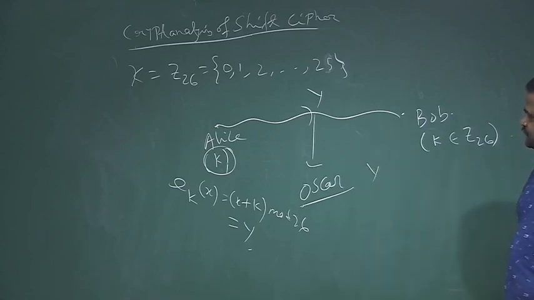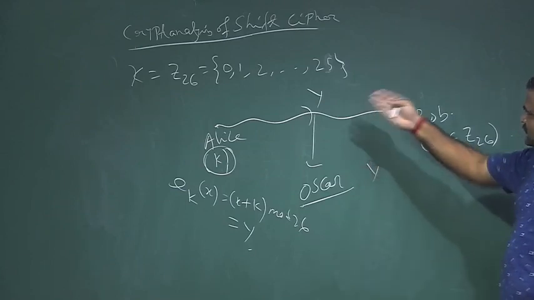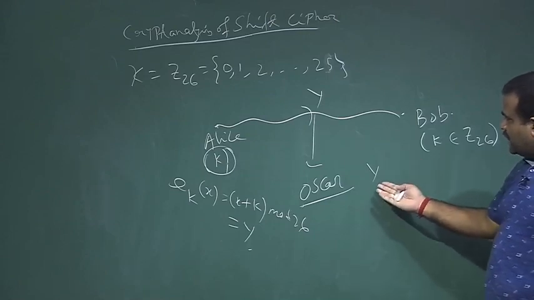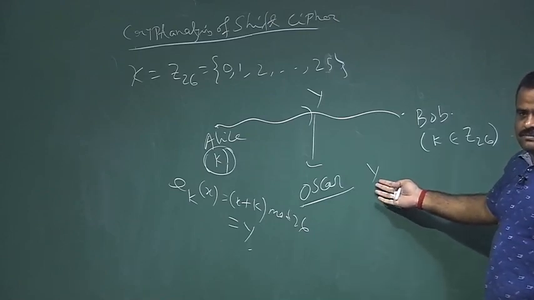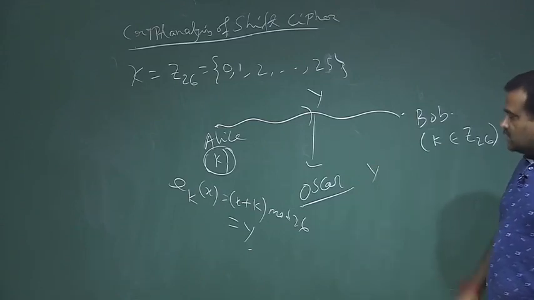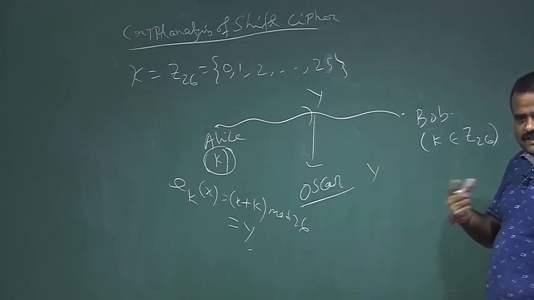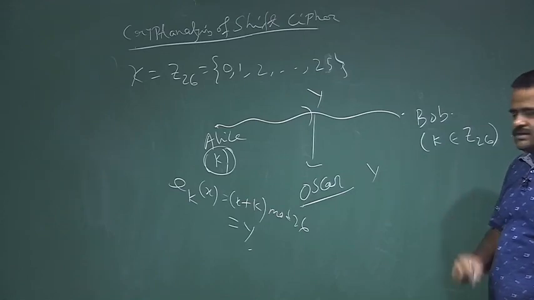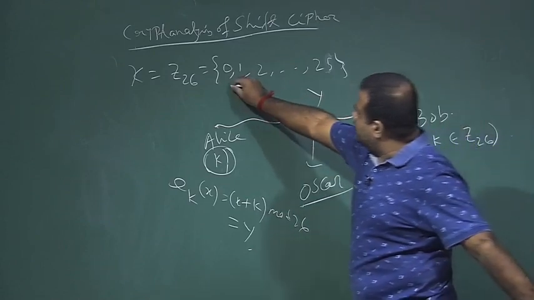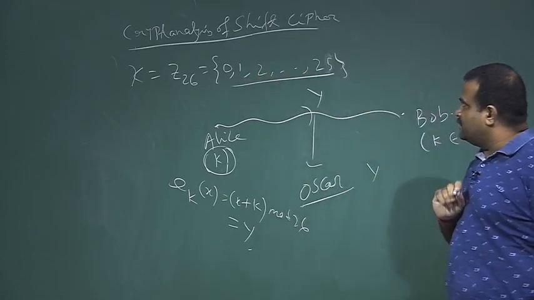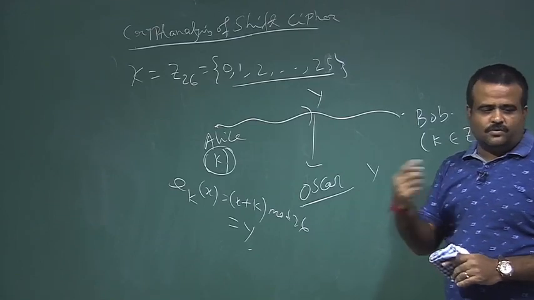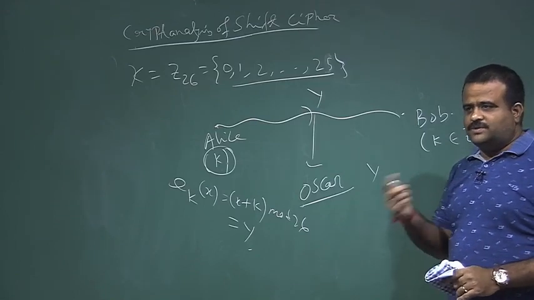Now Oscar is getting this y, which is the ciphertext, and Oscar knows it is coming by adding to the plain text, but Oscar does not know how much it has added. That means Oscar does not know the value of the key, but Oscar knows the key is coming from the set 0 to 25. So Oscar can try all possible cases. This is the brute force way, or exhaustive search.